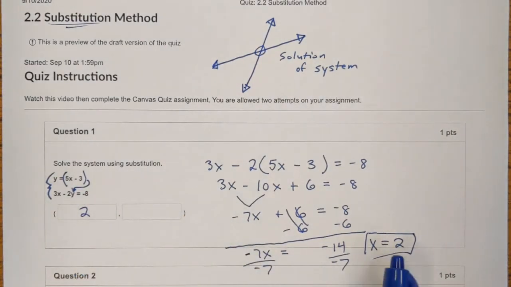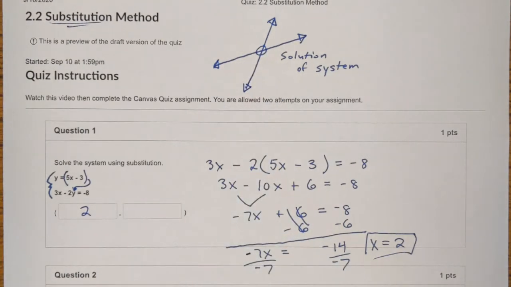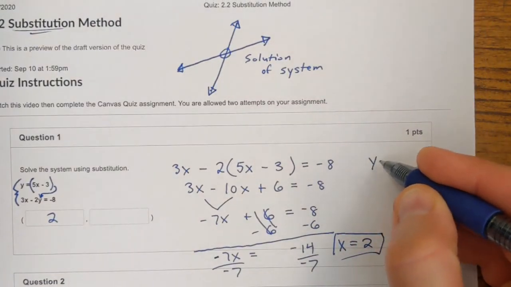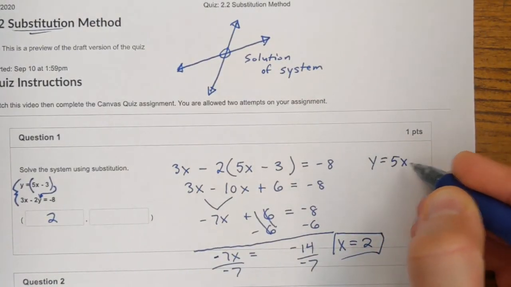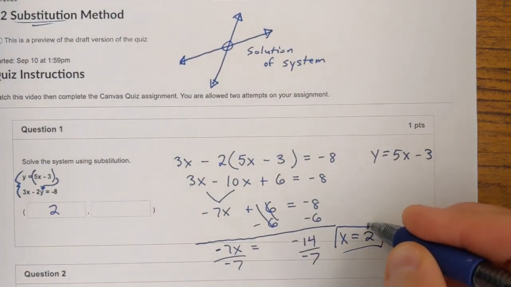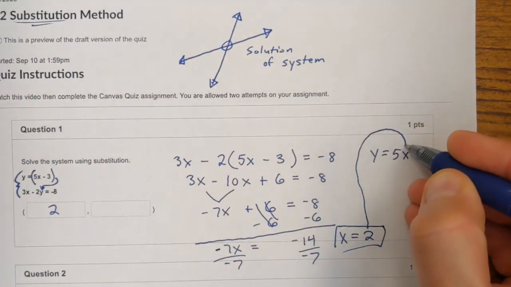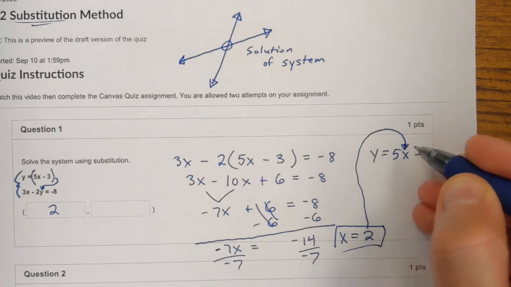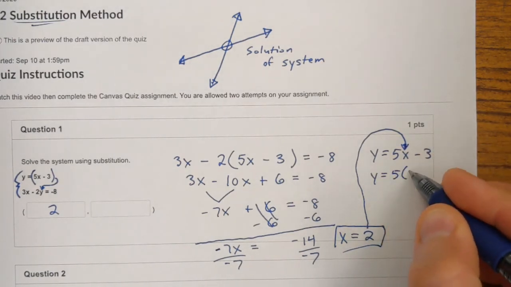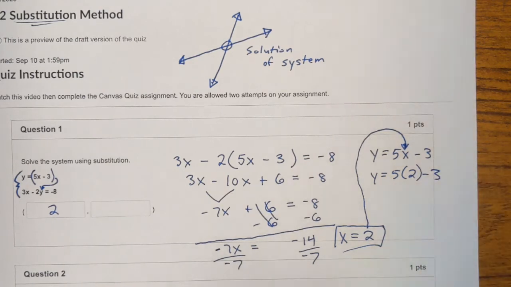But to find the entire solution, we also have to go back and find out what the y-coordinate would be equal to. The way we're going to do this is we're going to take our first equation that was in the y equals form, and we are simply going to take our x value of 2, plug it back into that first equation in the y equals form. That'll leave me with y equals 5 times 2 minus 3.